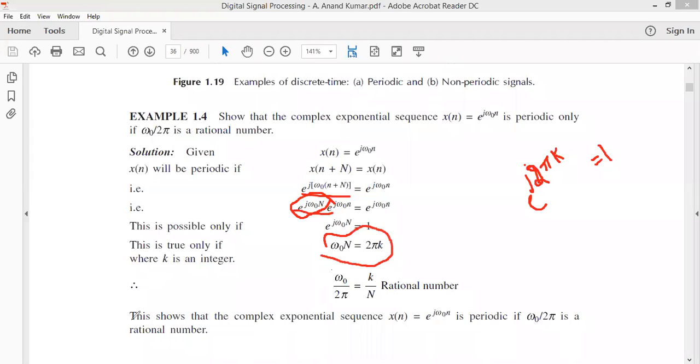Okay. So it shows that the complex exponential sequence x of n is equal to e power j omega naught n is periodic if omega naught by 2 pi is a rational number. Yes or no? So when omega naught by 2 pi is a rational number, then only the left hand side equation is equal to the right hand side equation. Otherwise, this equation will not be satisfied. If this equation is satisfied, then only we say that this is a periodic signal. Otherwise, it is a non-periodic signal. Okay.